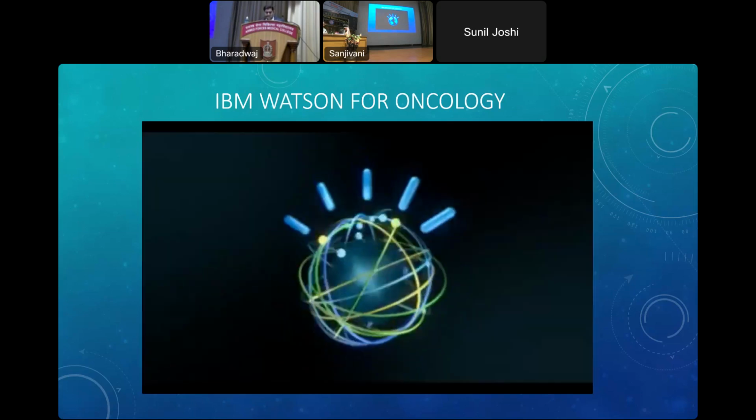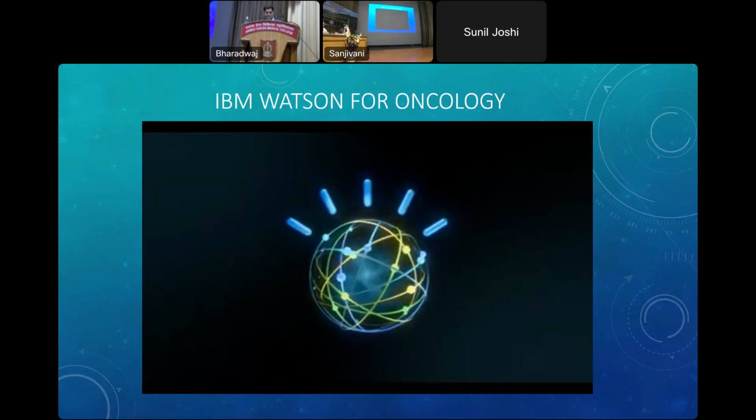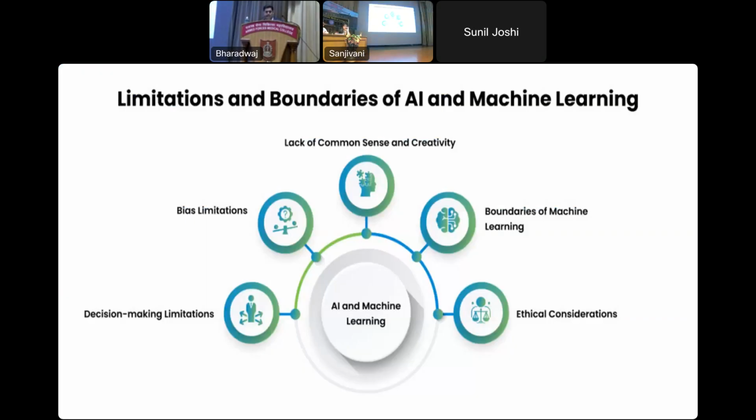Definitely, it is very useful to use such software, but there are certain limitations and boundaries for AI and machine learning. The first and most important is the decision-making limitation. We always want to take our seniors' help, which is not possible with AI. There are certain bias limitations. There is a lack of common sense. There are certain areas where we need to use our common sense and make some changes to the treatment.